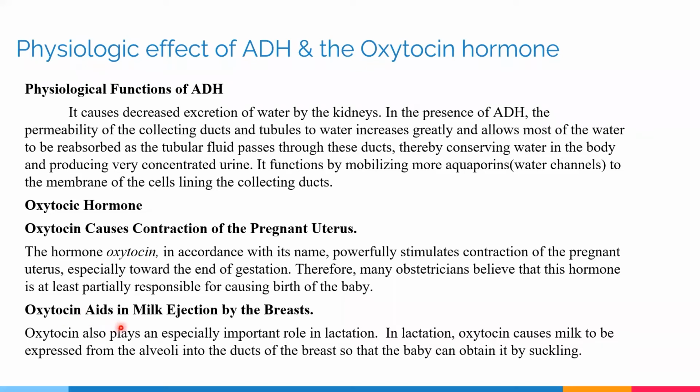Oxytocin also aids in milk ejection by the breasts. Oxytocin also plays an essentially important role in lactation. In lactation, oxytocin causes milk to be expressed from the alveoli into the ducts of the breasts so that the baby can obtain it by suckling.